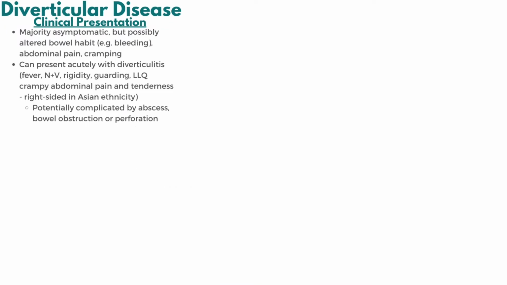Diverticular disease is most often asymptomatic, but some patients may present with altered bowel habit like bleeding, or potentially abdominal pain and cramping. It may present acutely with diverticulitis, that is, inflammation of the diverticula, in which case we might see fever, nausea and vomiting, rigidity, guarding, and crampy abdominal pain and tenderness, particularly in the lower left quadrant.